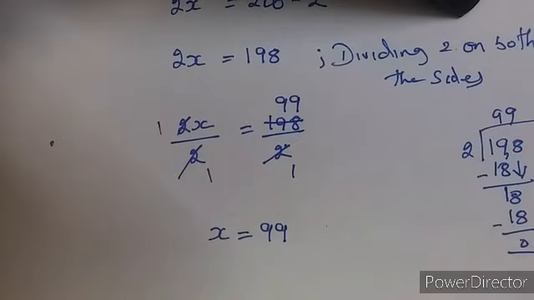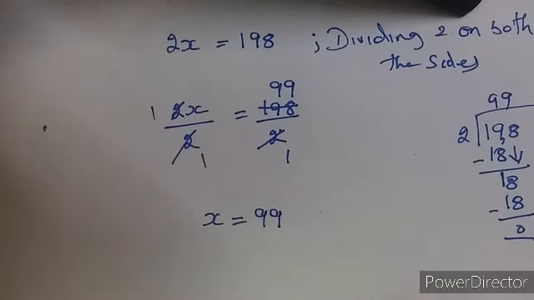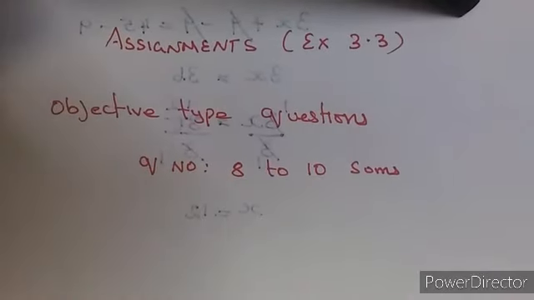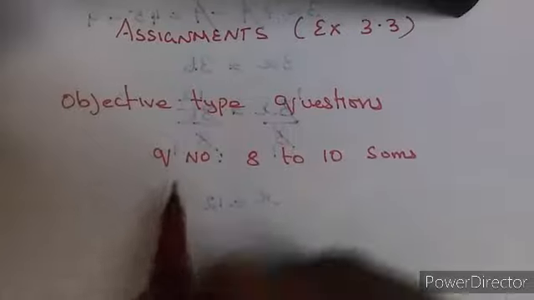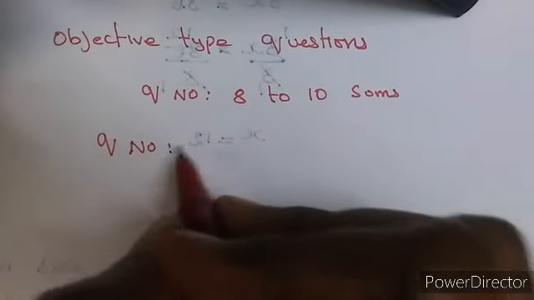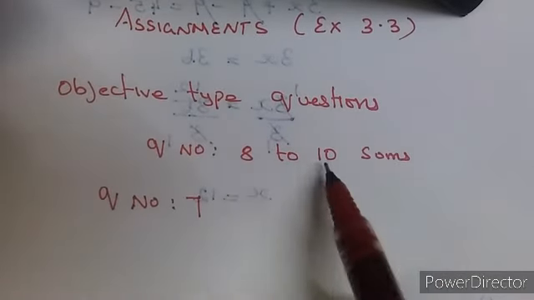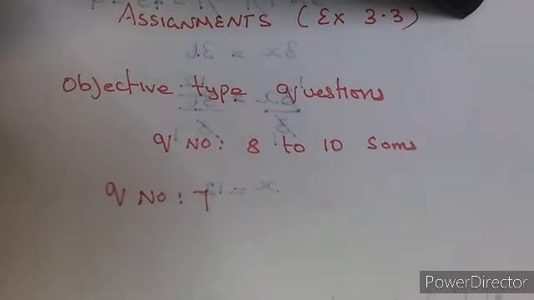Is it clear, students? Exercise 3.3. Shall I give the assignment sums? Try exercise 3.3, question number 7 and the objective type questions. 8 to 10 sums in the homework note. Thank you, students.